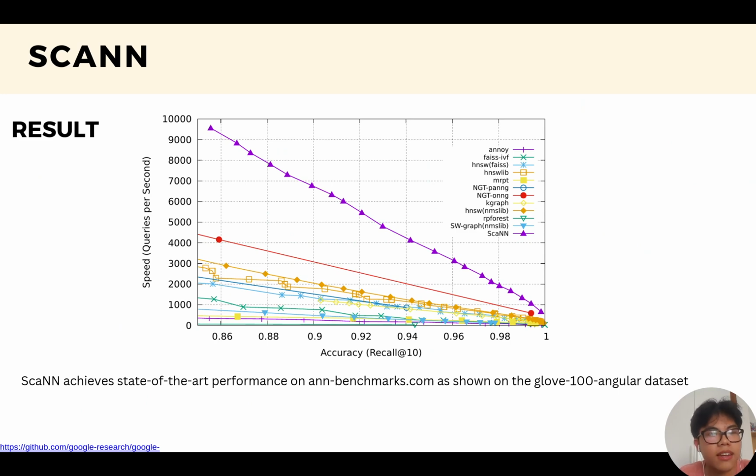By the time ScaNN was released, it achieved state-of-the-art performance on this benchmark. So you can see that it applied so much quantization technique in its algorithm. So the speed, queries per second, was really high, outperforming all of the other algorithms. So this is ScaNN, and maybe this is HNSW. By the way, ScaNN is the best.